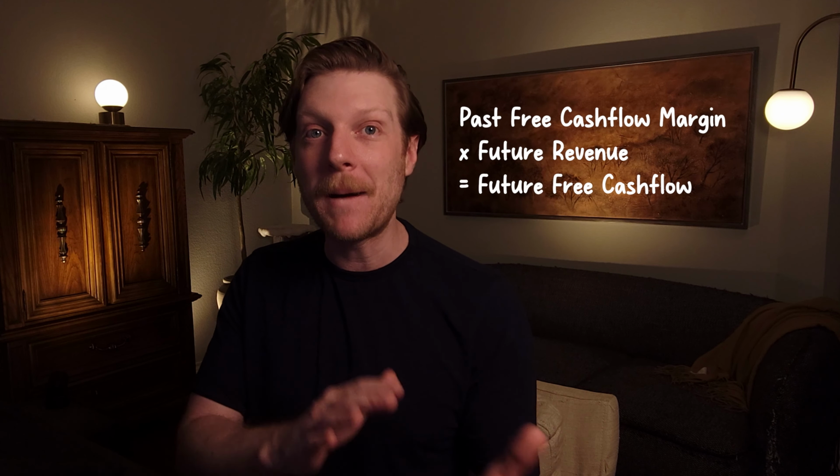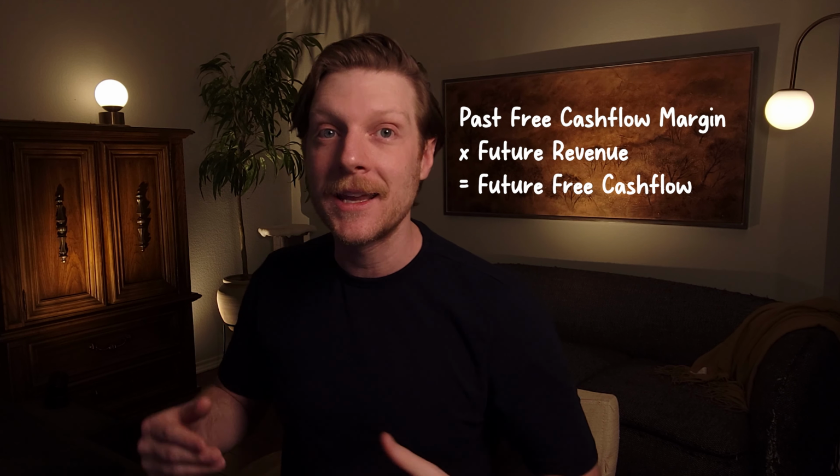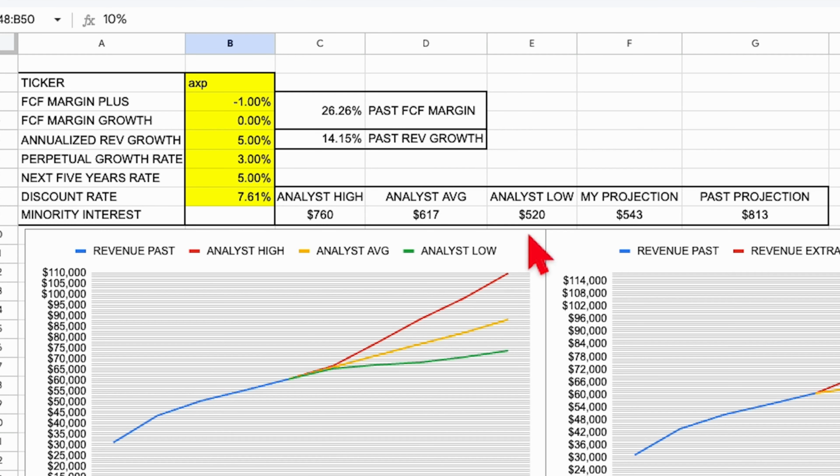To find the free cash flow, I look at the past 5 years of free cash flow margin. That is the percentage of free cash flow that they get from their revenue. So I multiply their historic average free cash flow margin by the future revenue predictions to get their future free cash flow. And the past 5 years of free cash flow margin is 26.26%. Now, right here, you can see I took a percentage off. So this calculation is based on 25%.